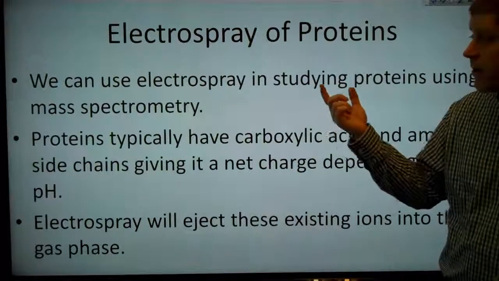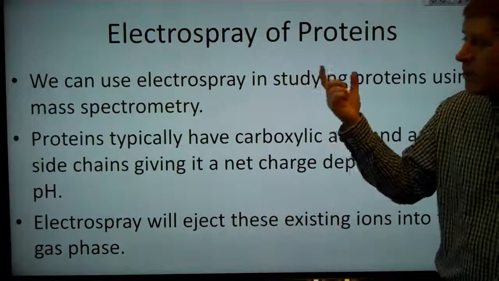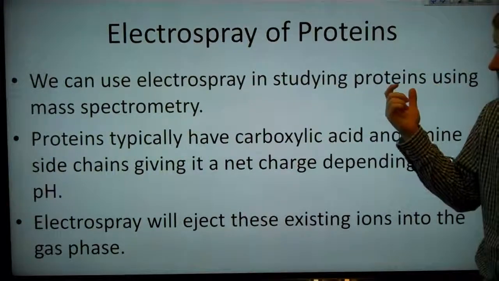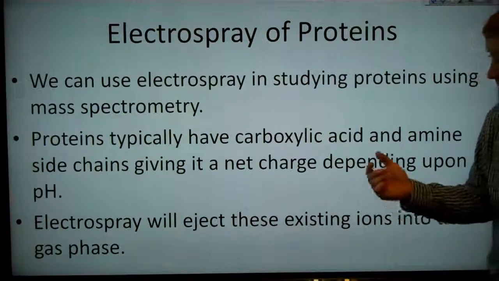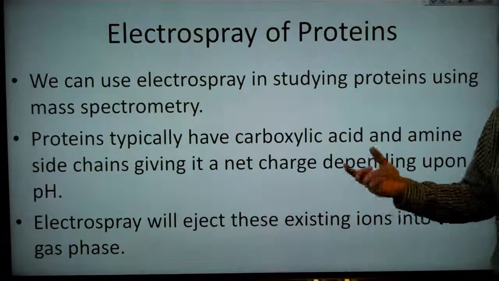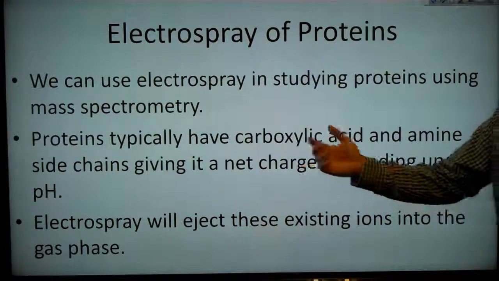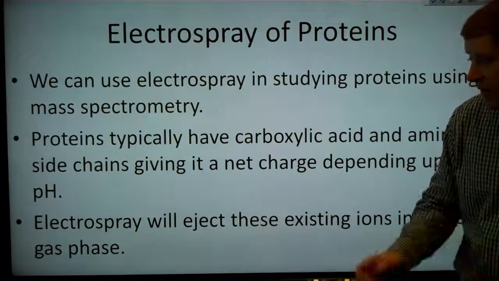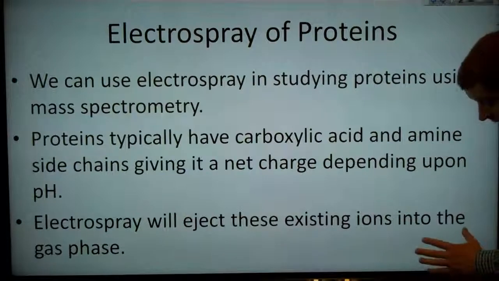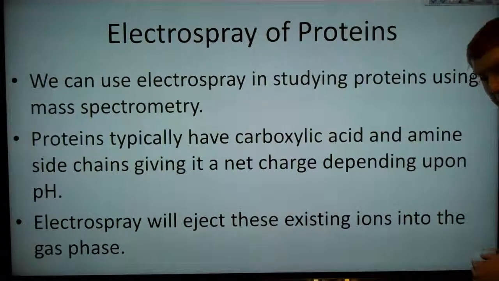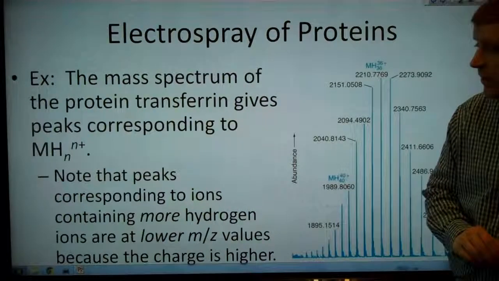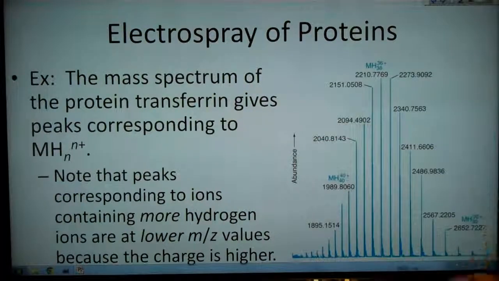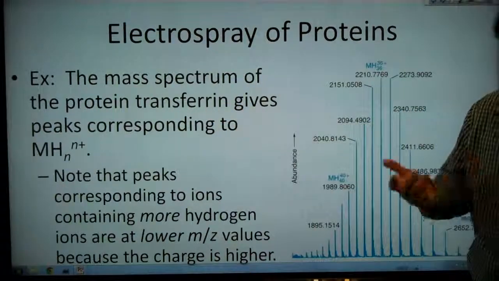So let's turn now to proteins. We can use electrospray in studying proteins using mass spectrometry. Proteins typically have carboxylic acid and amine side chains, giving them a net charge depending upon the pH. An electrospray will eject these existing ions into the gas phase then. For example, the mass spectrum of the protein transferrin gives peaks corresponding to MH_N^N+, where N is some integer.